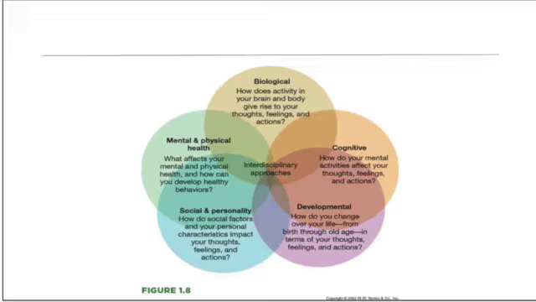Biological is how does your activity in your brain and body give rise to your thoughts, feelings, and actions? Cognitive is how do your mental activities affect your thoughts, feelings, and actions? Developmental is how do you change over your life from birth through old age in terms of your thoughts, feelings, and actions. Social and personality is how do social factors and your personal characteristics impact your thoughts, feelings, and actions. Mental and physical health is what affects your mental and physical health and how can you develop healthy behaviors.